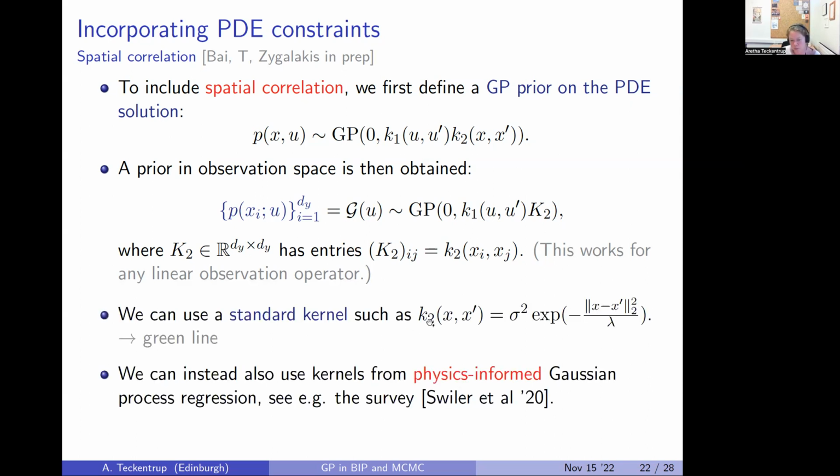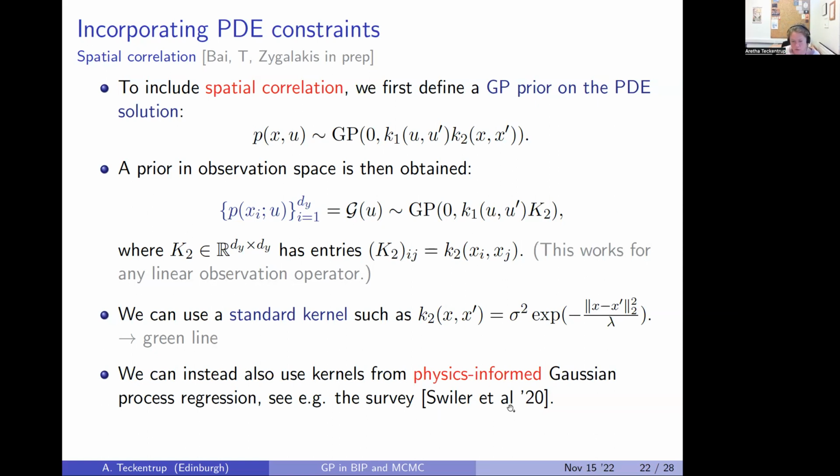The question is then what you choose for your kernel K2. You can just use something standard like a Matern kernel or a Gaussian kernel, and that's what we've done in the green line, and you can see that that already gives you a substantial benefit. You can instead also use kernels from physics-informed machine learning, or physics-informed Gaussian process regression. K2 is really the covariance kernel that you have in the spatial variable X. So if you want to include something like knowing that you're solving a PDE, that's really the part where you have to include it.